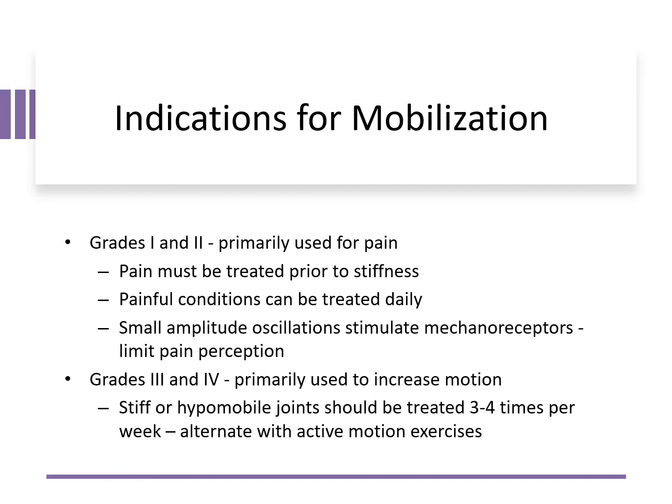Now we'll talk about the indications for mobilization. Grade 1 and grade 2 are used for reducing pain. Pain must be treated prior to stiffness. If patient has pain and stiffness both, you should first reduce the pain by giving grade 1 and grade 2. Small amplitude oscillations stimulate the mechanoreceptors and limit the pain perception.